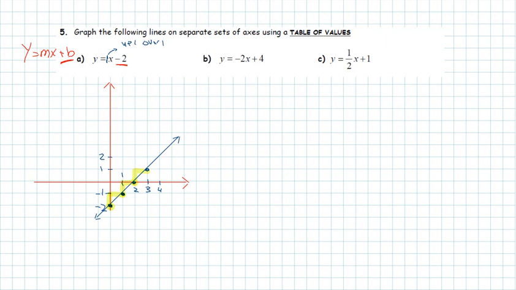So this point, let's say, is (1, -1). This point is (2, 0). I'm sorry, the last point is (3, 1). Yep. And then the next point is going to be (4, 2), the next point is going to be (5, 3). So that line is going to keep going, right?